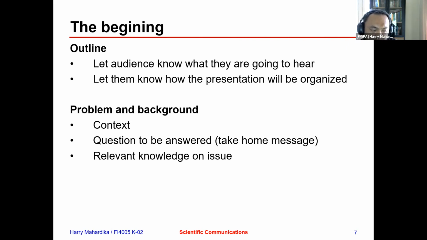Okay, if it's a short talk, probably you don't need to have an outline at all. But if it's a long talk or a lecture, for example, then giving your outline will be necessary, so that people will know at what stage the talk is currently at.